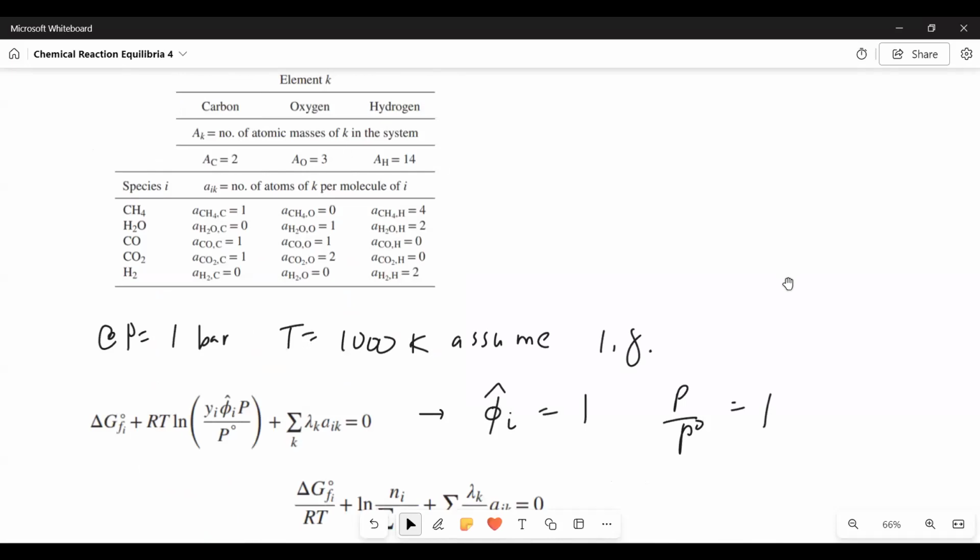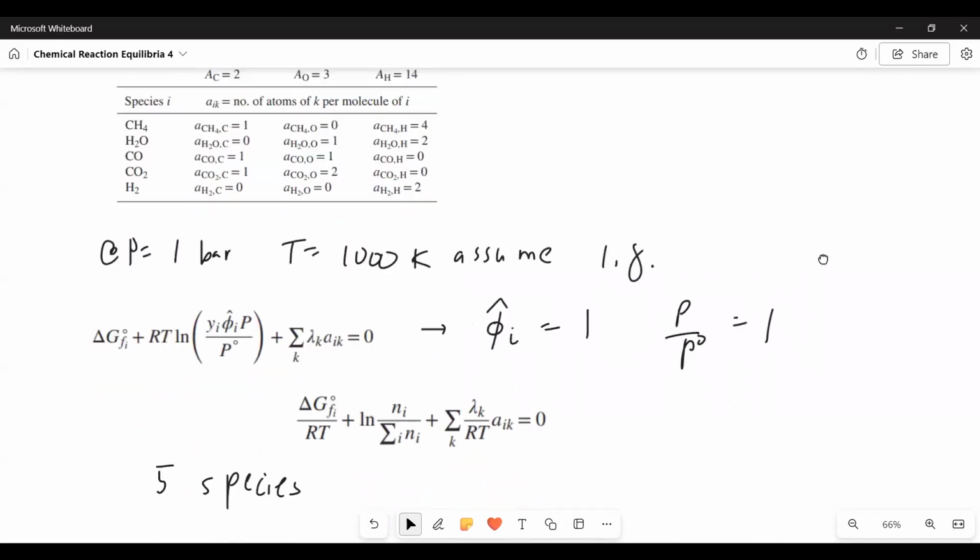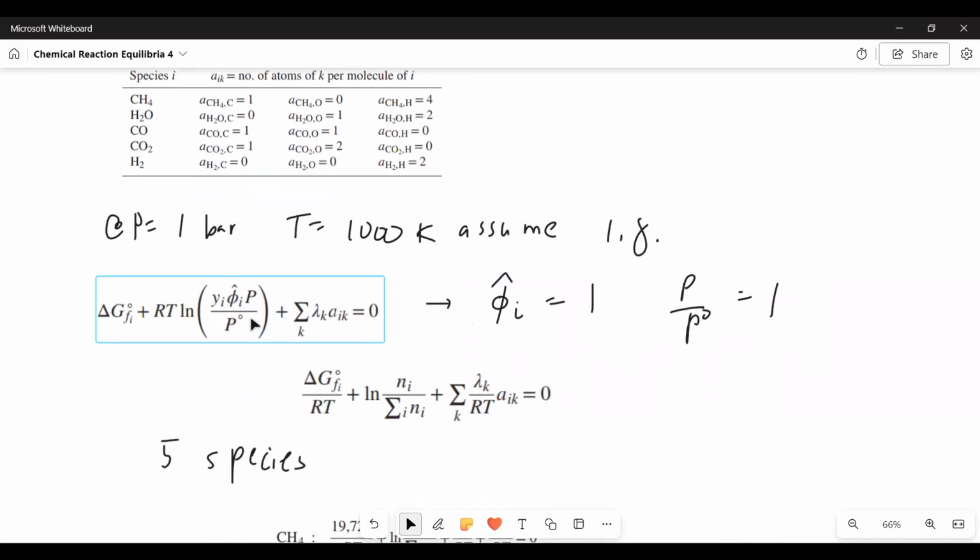Next we use this equation. This was derived earlier, and we use it to write the equilibrium equations for each of the 5 species. But first, we assume that the system is an ideal gas system because the pressure is at 1 bar, so that's low, and temperature is 1000 Kelvin, so that's high. Therefore, it's valid to assume that our system is an ideal gas.